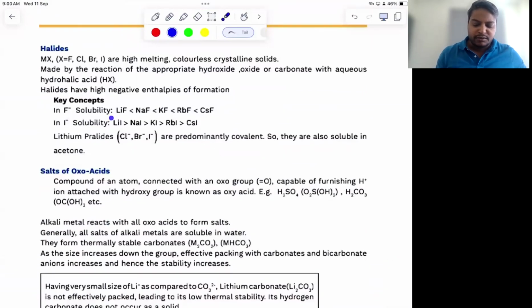Halogen's solubility down the group will always increase for fluorides. Got it? And for iodides, it will decrease down the group. Okay, this is the first solubility part which you need to know. And lithium halides are predominantly covalent, so they are mainly soluble in acetone. Okay, so these halides are mostly soluble in acetone.